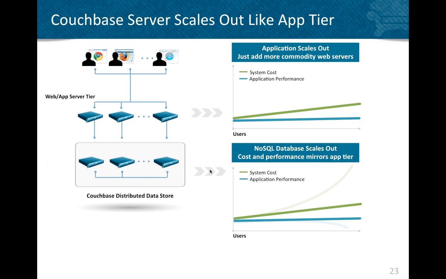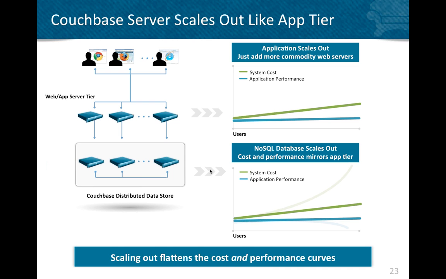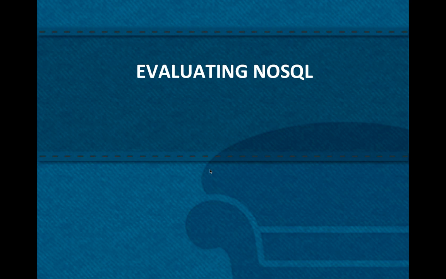And so this enables you to get a very linear system cost because if you're using just commodity hardware, you can just add multiple servers at a time without any application downtime, and also gives you linear application performance. So it gives you linear scalability where you can handle more throughput as you add more nodes to the cluster.